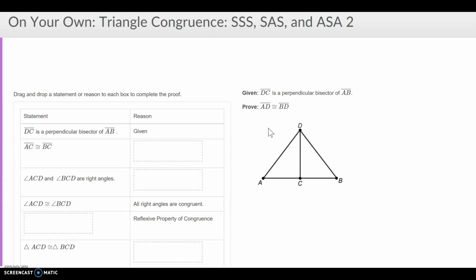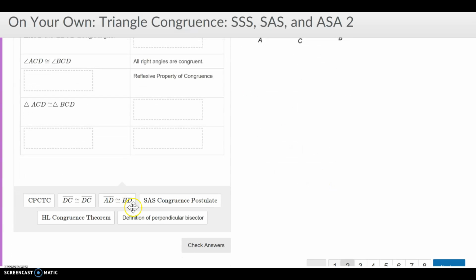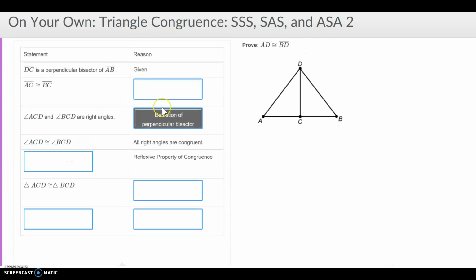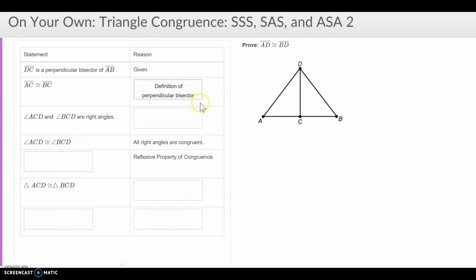All right. Drag and drop the reasons. All right, DC is a perpendicular bisector of AB. We know that AC is congruent to BC because that is the definition of a perpendicular bisector. It bisects something into two equal parts.